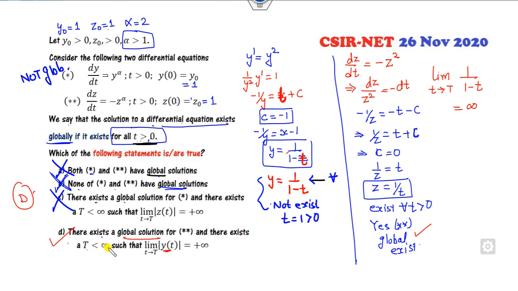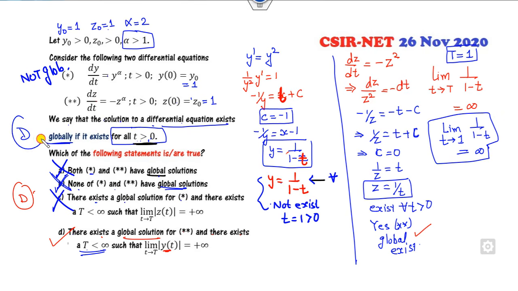Okay, what is the capital T? Is it less than infinity? Yes, I can choose capital T as 1. If I choose capital T as 1, which is less than infinity, it means when I take small t approaching 1, then y will go to plus infinity. So yes, option D is the correct answer. Although the first three options I already discarded by taking simple counter examples, the only left option is the right answer of the problem.